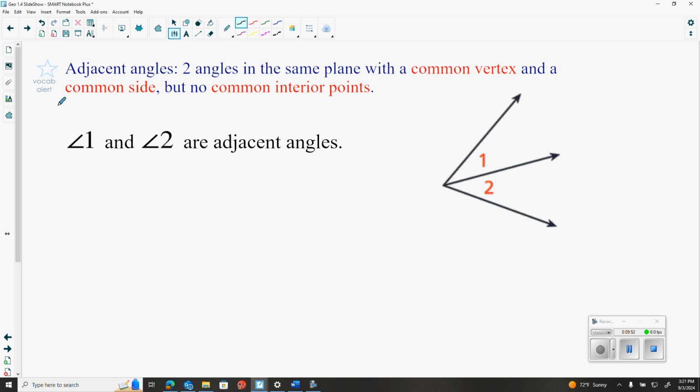We're talking about angle pairs here. Let's talk about adjacent angles. Adjacent angles are two angles in the same plane, so just imagine any flat surface, with a common vertex and a common side, but no common interior points. So, whoa, do we have a lot going on here? The best way to do this is with a drawing.